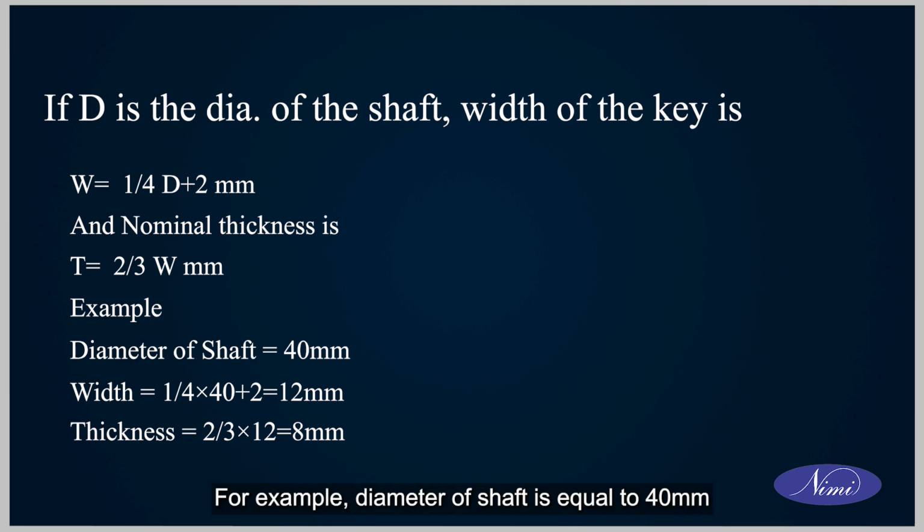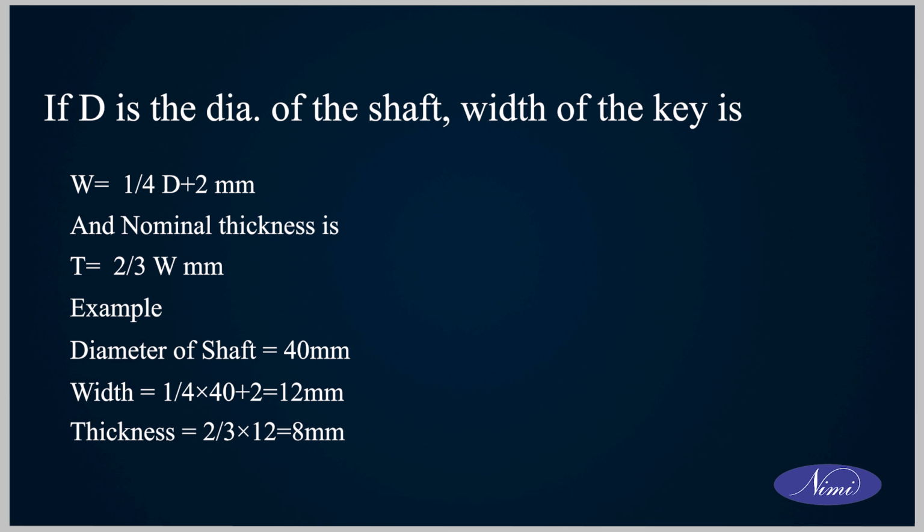For example, diameter of shaft is equal to 40 mm. Width is equal to 1/4 of 40 plus 2, which is equal to 12 mm. Thickness is equal to 2/3 of 12, which is equal to 8 mm.